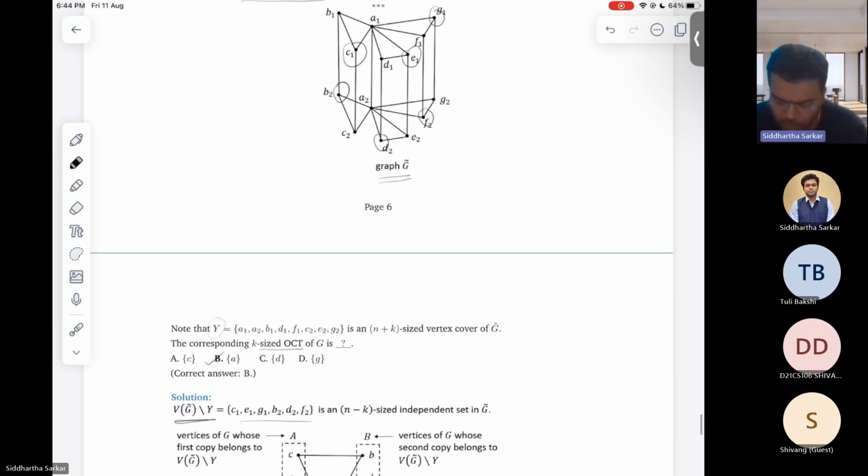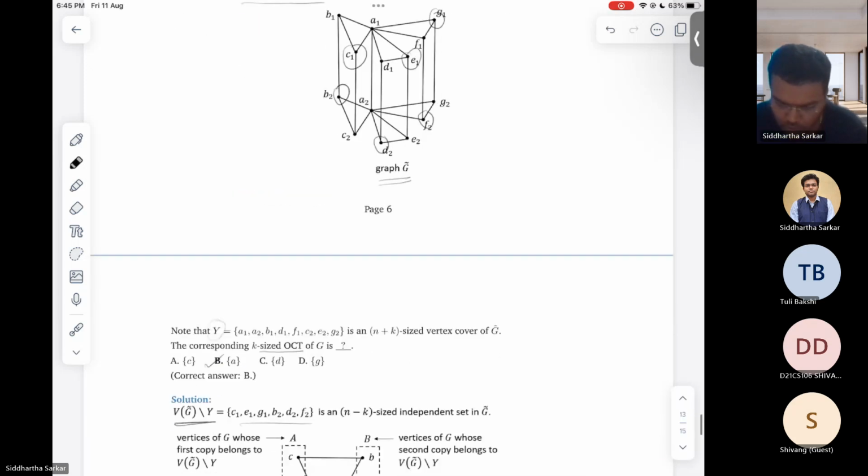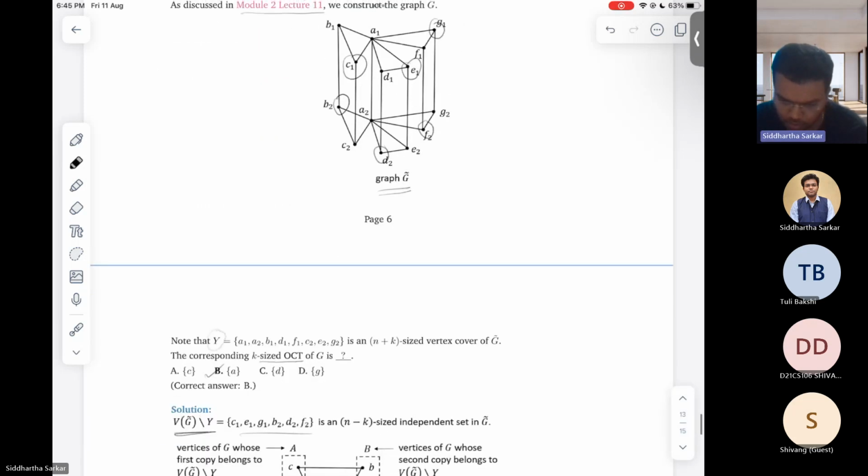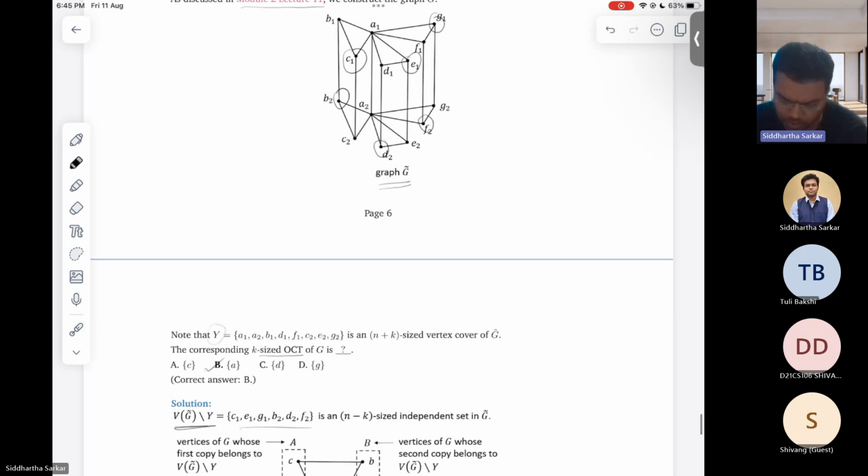So this is an n minus k sized independent set. k is 1. N is how much? N is 7. Yes, this is a 6 sized independent set, as we can see that no two of these 6 vertices are connected by an edge. So this is an independent set.